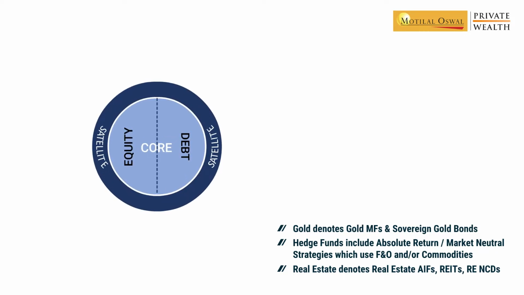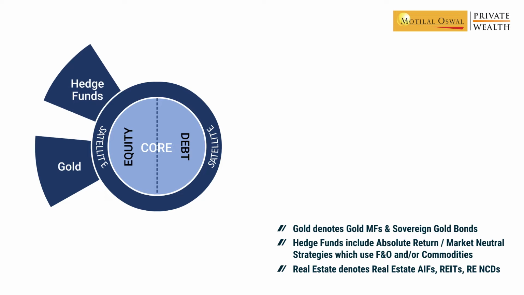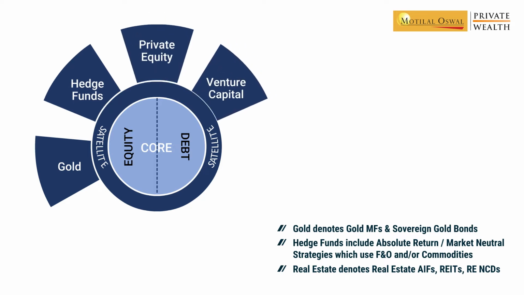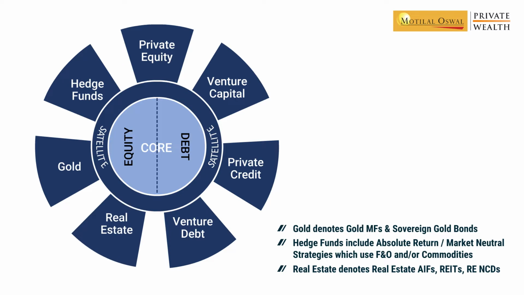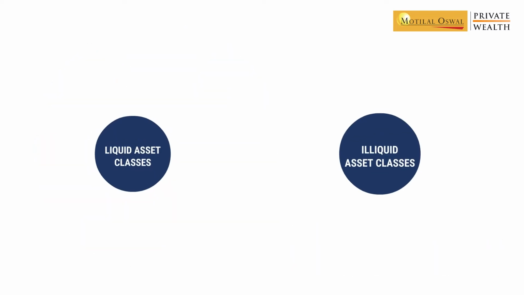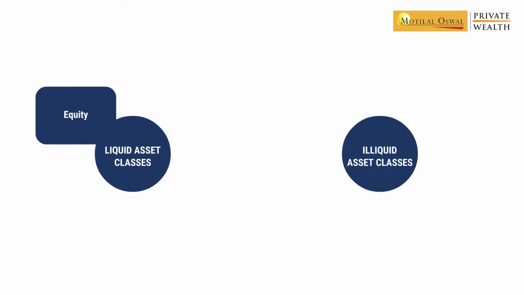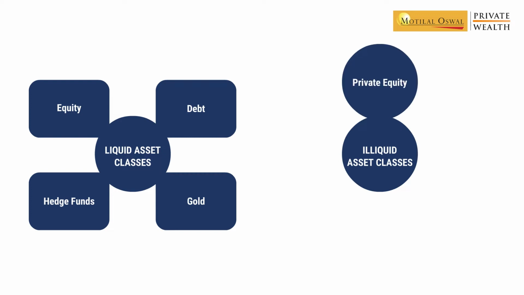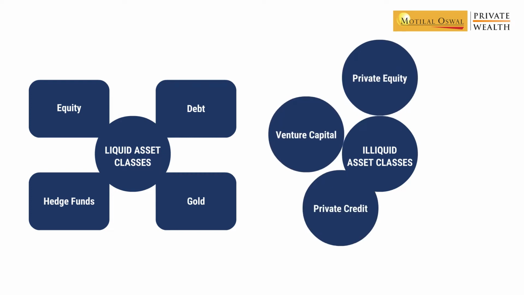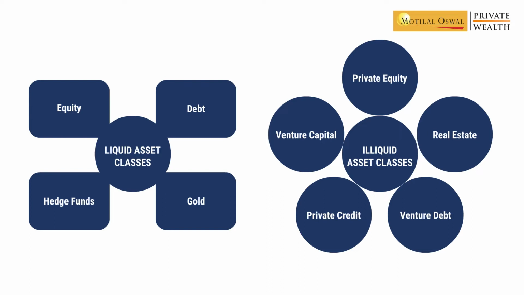Equity and debt form core allocations, while gold, hedge funds, private equity, venture capital, private credit, venture debt and real estate are satellite allocations. In terms of classification as per liquidity profile, equity, debt, gold and hedge funds are the most liquid assets. In contrast, private equity, venture capital, private credit, venture debt and real estate are the most illiquid asset classes. This is important to note when making allocation decisions.